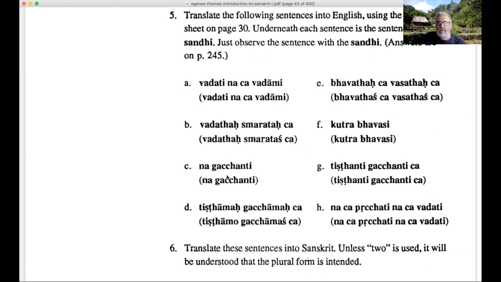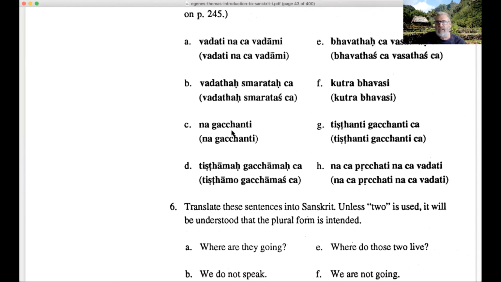Right. Okay. So here's the next one. I say na gachanti. So gachanti is what? It's third person plural. Na gachanti means? They don't go. They do not go. Correct.